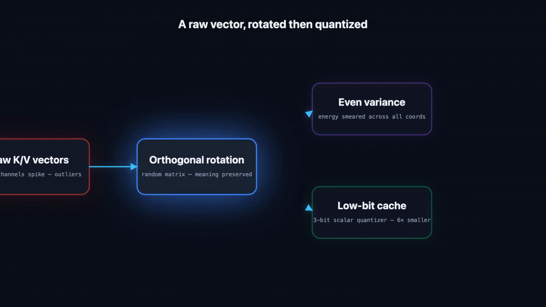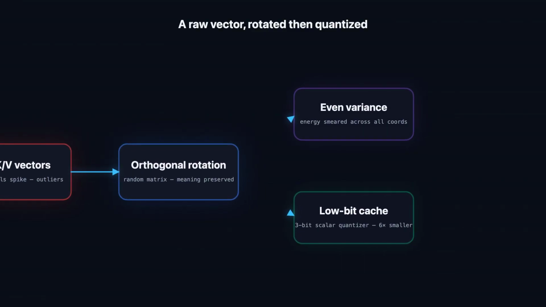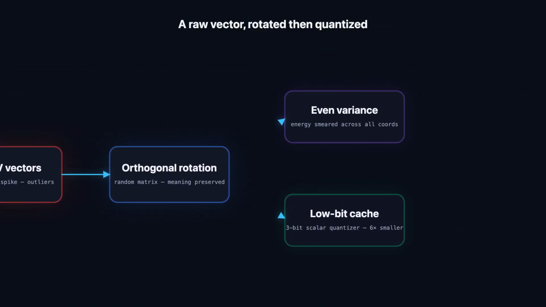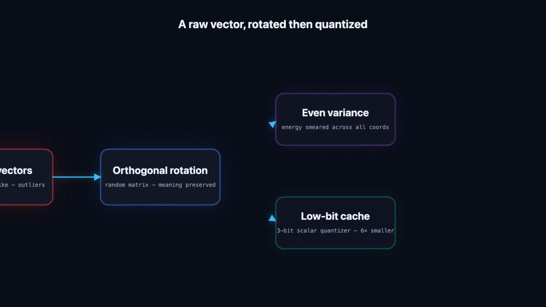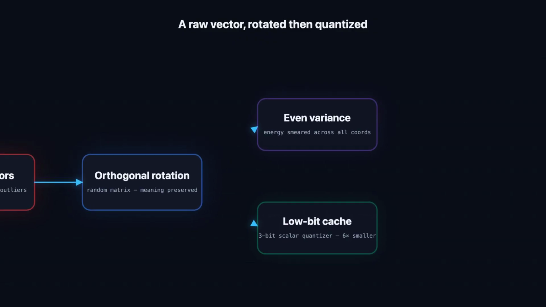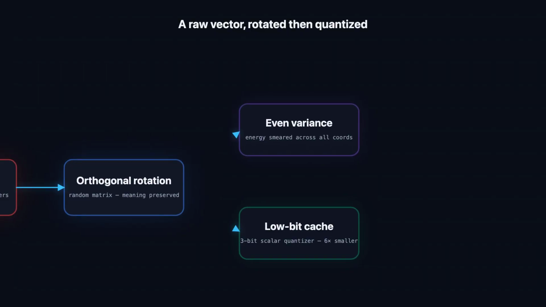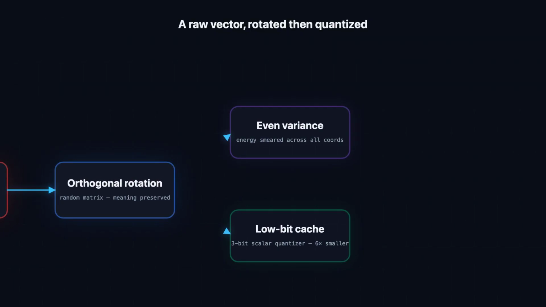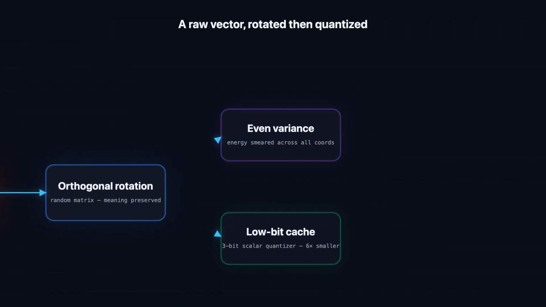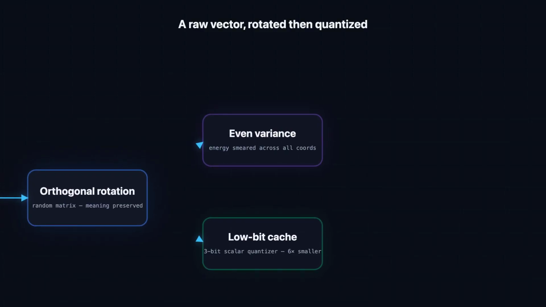Now comes the clever step. PolarQuant multiplies each key and value vector by a random orthogonal rotation matrix. Because the rotation is orthogonal, it preserves lengths and inner products exactly, so the attention math is left mathematically untouched. Nothing about the model's meaning changes, yet the vector is now pointing in a fresh, scrambled direction.